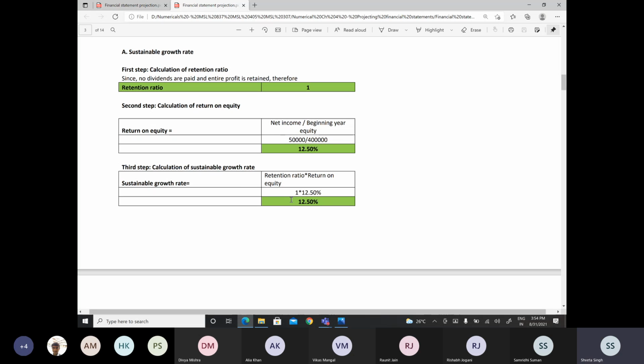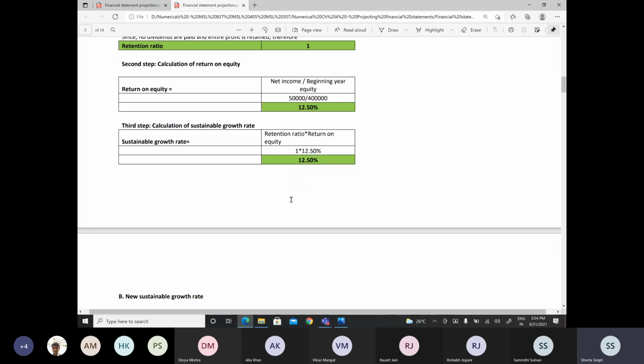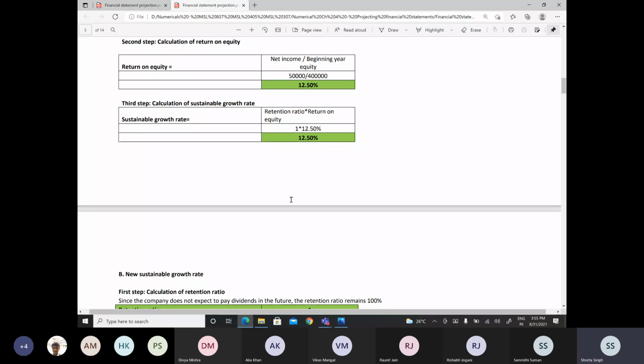Okay. Then the second step is the calculation of return on equity, which is the return that you are expecting. Return on equity is basically the net profit that the company makes based on the beginning of the year equity. That was the initial investment that the shareholders had made. So we have made 50,000 profit and we have 400,000 as the initial equity. So we have a ROE of 12.5%. Now this is a very simple way of estimating the return on investment for your actual promoters.